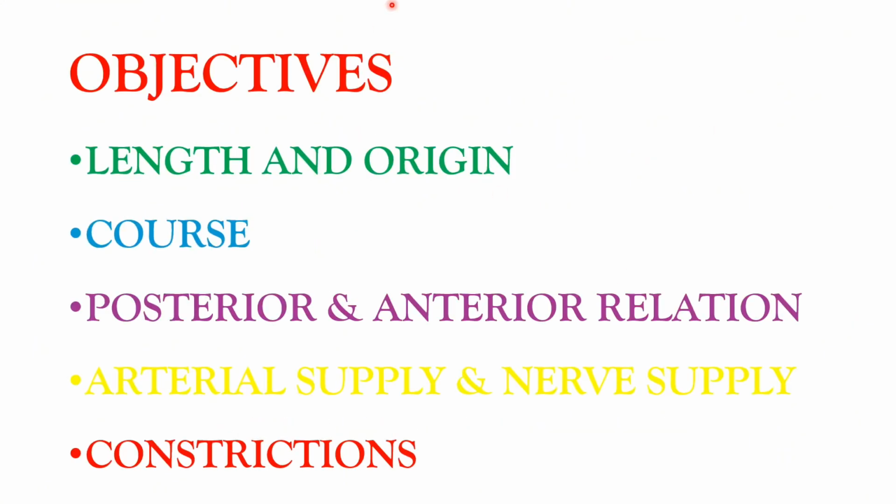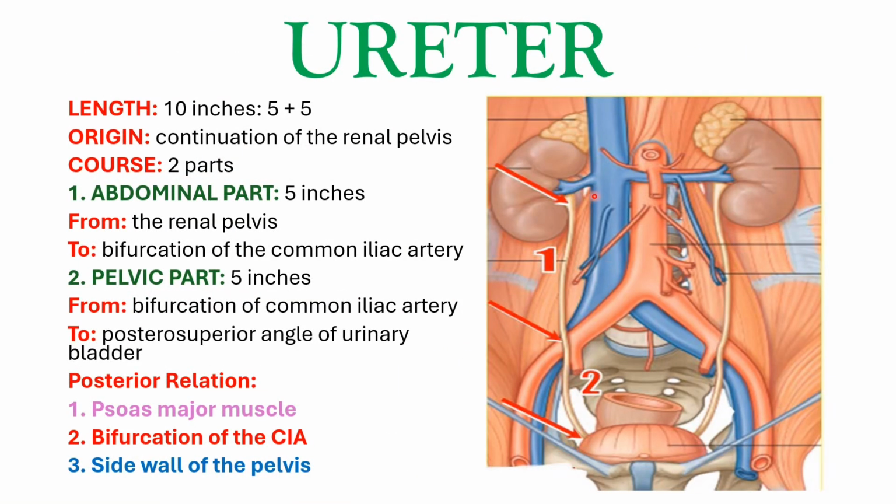So these are our objectives. We'll look at the length and the origin of the ureter. We'll look at the course of the ureter. We'll look at the posterior and anterior relations of the ureter, the structures behind and in front of the ureter. We'll look at the arterial supply and the nerve supply of the ureter, and then we'll look at some constrictions of the ureter.